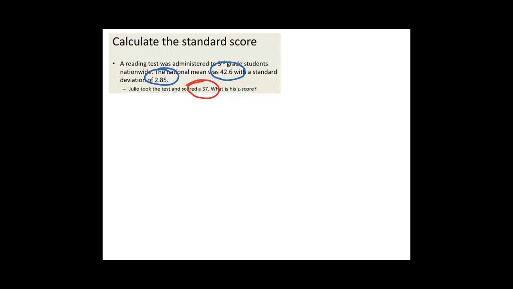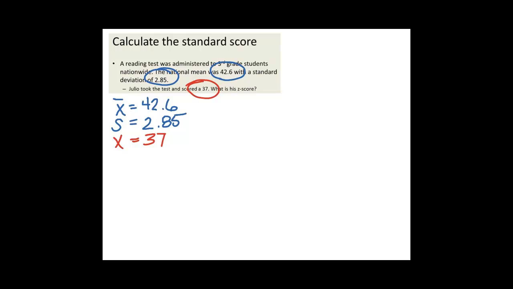What I want to do is start off each problem by making sure I gather the information from the word problem and list it according to the appropriate symbols. So the national mean, represented by x bar in this case, is 42.6. And the standard deviation, which is a capital italicized S, is 2.85. And then our score of interest, Julio's score, is just x, and it's represented with x equals 37.